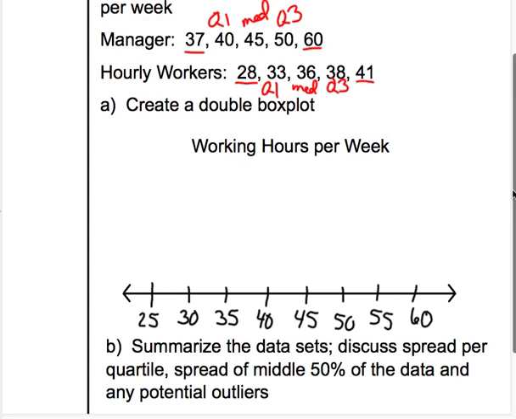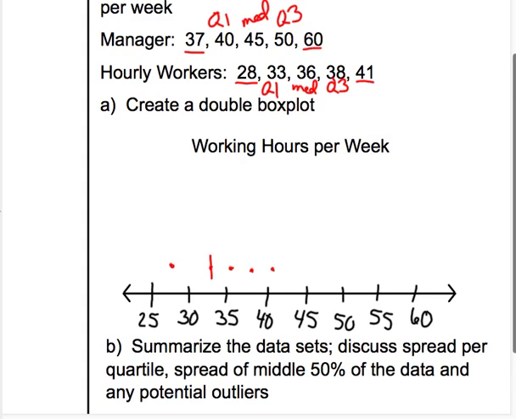The first thing that you do is plot points above the number line for the data values. I'm going to do the hourly workers as my bottom box plot, and the manager on top. The smallest data value was 28, so that would go between the 25 and 30. And then we had 33 hours, 36 hours, 38, and 41.